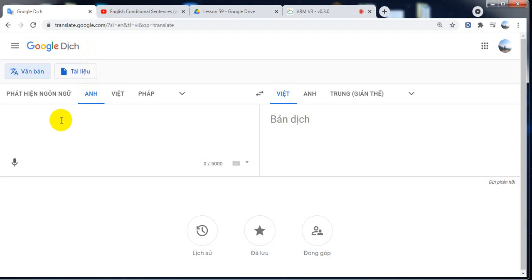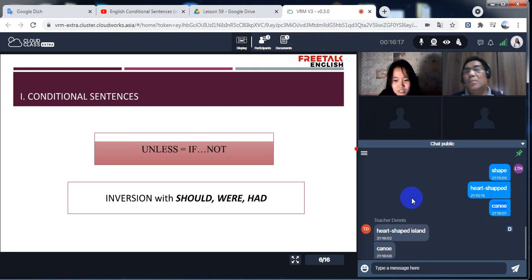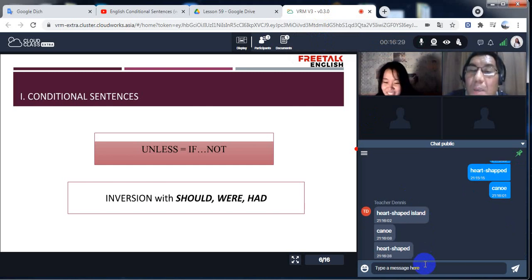Oh, the word shaped. It should have a double P, right? No, just shaped. Oh, I forgot heart-shaped. Okay. Heart-shaped is used as an adjective. The past participle form is used as an adjective, that's why it ends in D. So it is a past participle, but it is used as an adjective to describe the island.